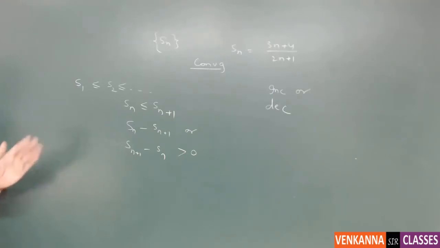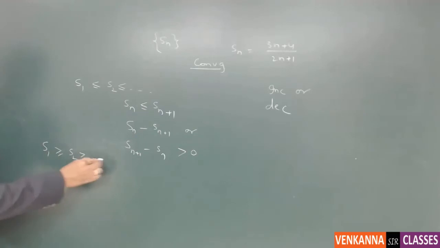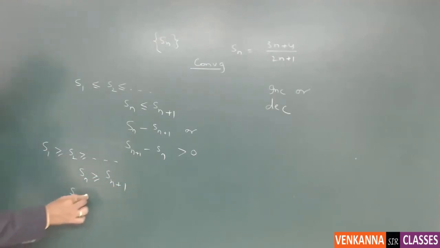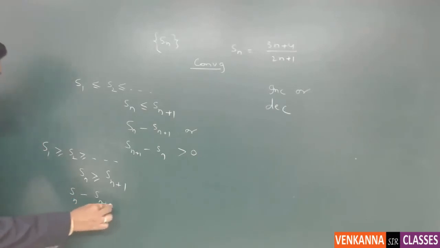You can do the same thing for decreasing also. If it is decreasing, S1 greater than or equal to S2 greater than or equal to, and so on. So what happens? You have Sn greater than or equal to Sn plus 1. In this case, you need to consider the difference Sn minus Sn plus 1. It will be positive, so that the sequence is decreasing.